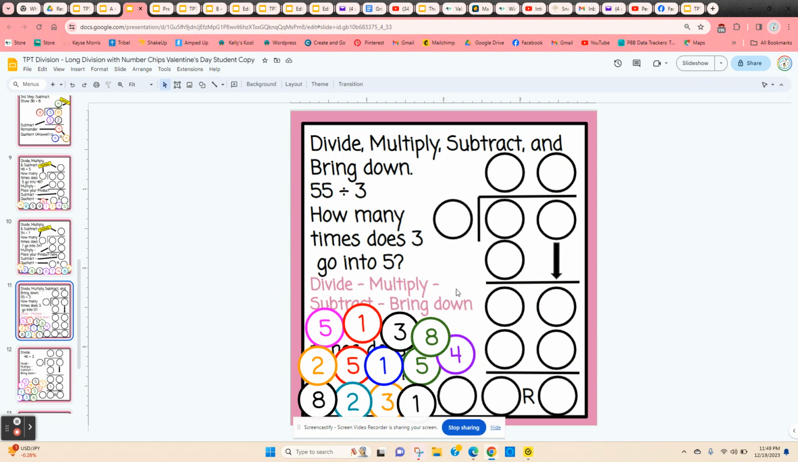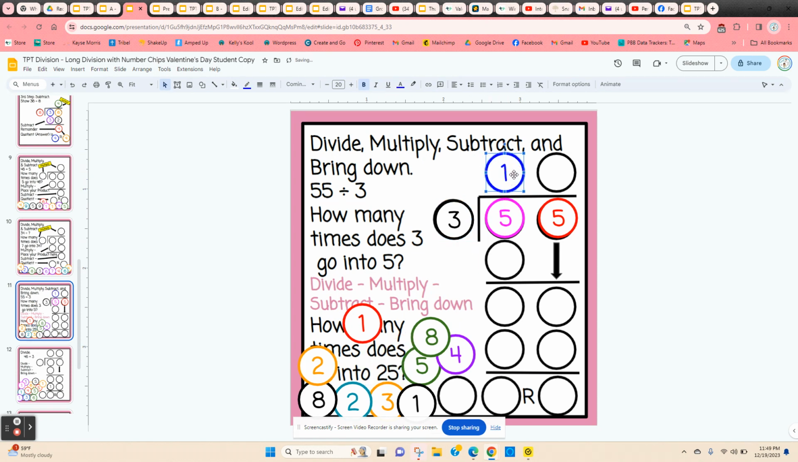When they get to slide 11, they're going to be using that bring down step. Here they have 55 divided by 3. They start by placing the numbers. They know how to do that. 3 goes into 5 1 time. They're going to multiply, subtract, and then the next step is to bring down. Then they're going to start the steps all over again.